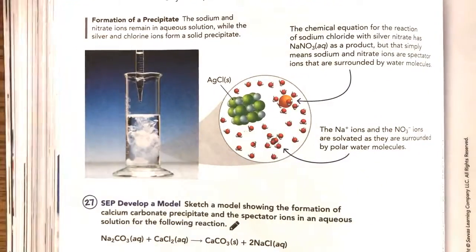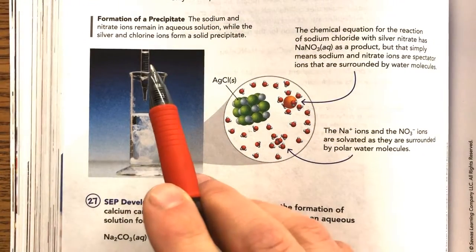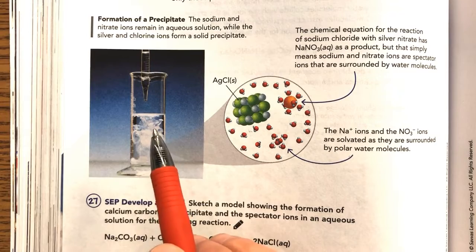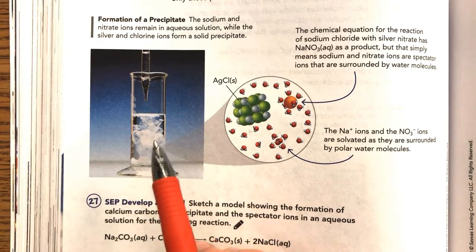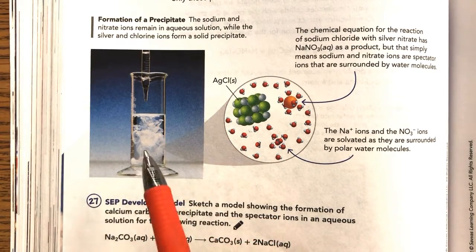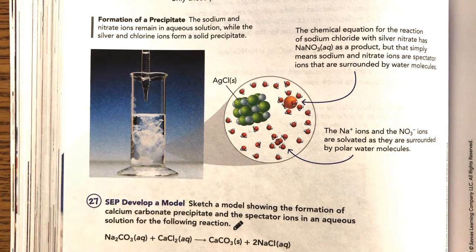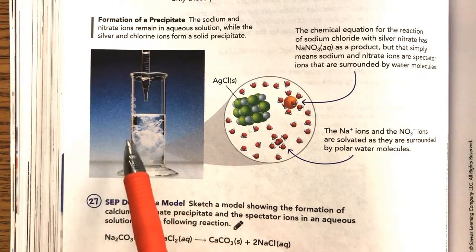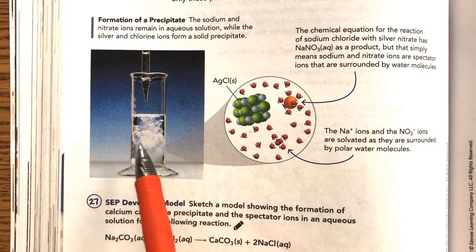Now let's see in the next page, it's going to show us that reaction. We've had this clear solution being dropped into another clear solution, and the silver and the chlorine start reacting, and they form this gray, silvery precipitate. That's what we call that solid that falls out of solution, a precipitate.